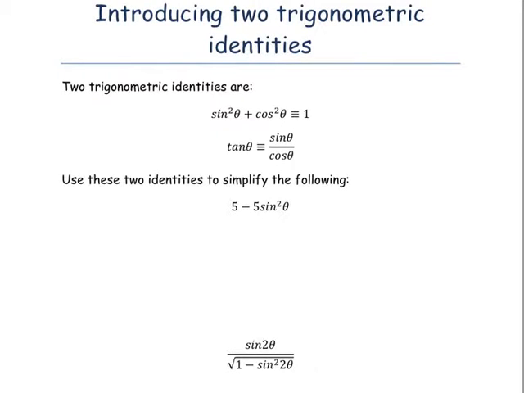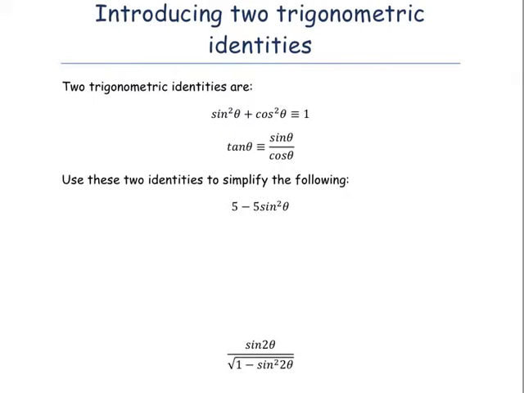Introducing two trigonometric identities. In Core 2 we're going to use two trigonometric identities which you will not have used before in Core 1. Now you must learn these two trigonometric identities because you are likely to use them if you're asked to prove two things are equal to each other.